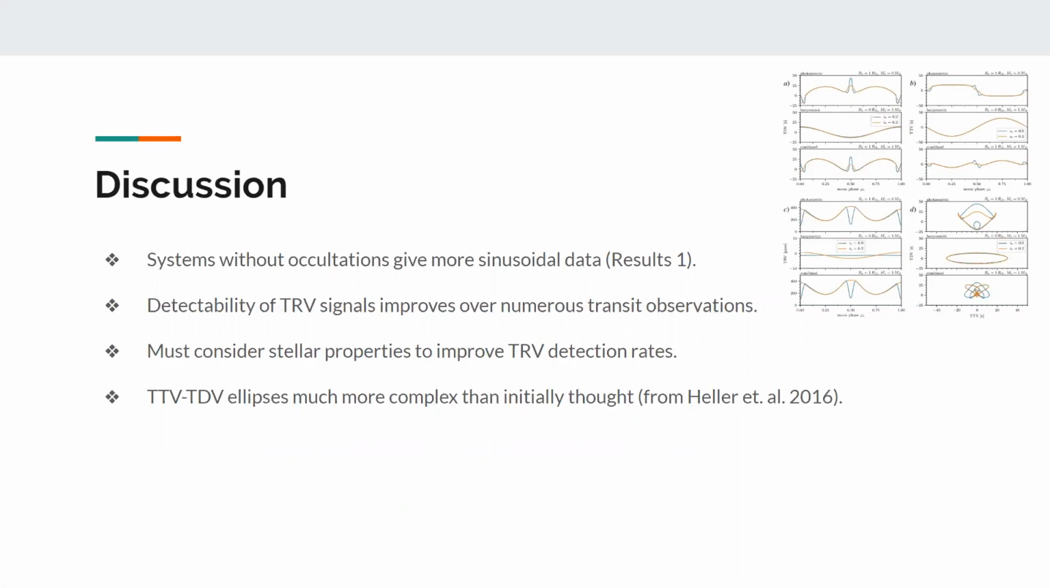Another important conclusion that the authors of the paper came to is that the paper proposes that TRV signals improve over the course of numerous transit observations. Essentially what that means is that the more time we get to observe these TRV signals, the greater signal we should get overall. And so the longer we are observing TRV transits, the greater our evidence towards an exomoon should be.